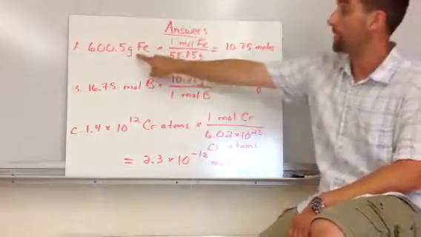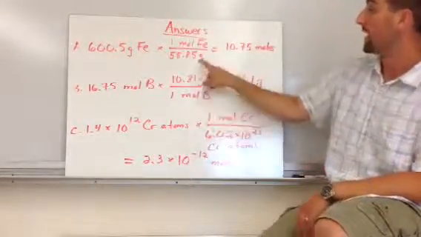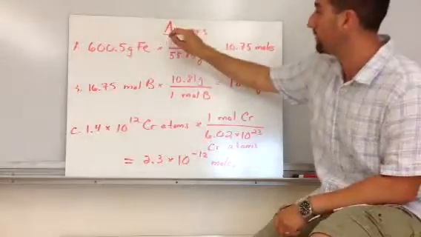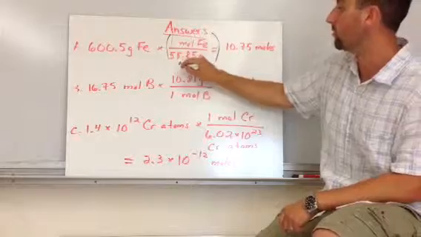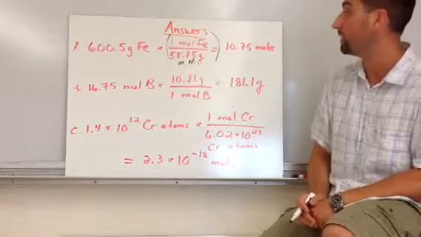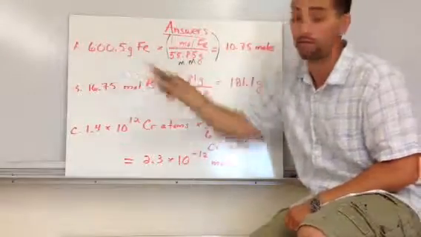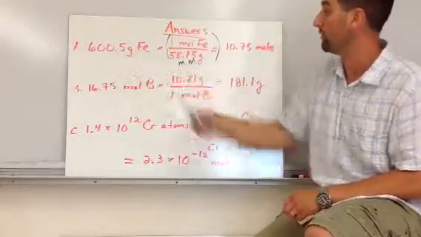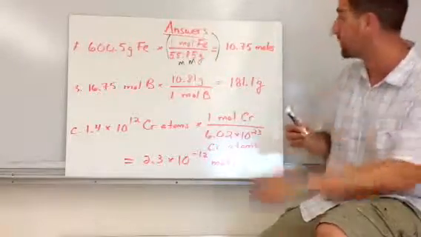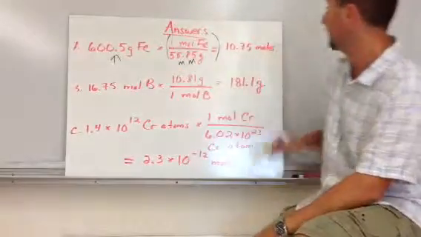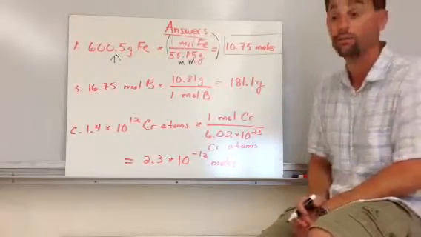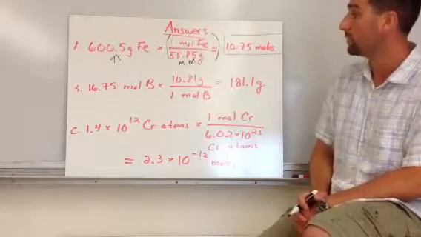So my grams were my given unit, so I have to have grams in my denominator. And this is a conversion factor, right? This is the molar mass of iron, 55.85 grams. And this has 4 sig figs. So 600.5 divided by 55.85, rounded to 4 sig figs because of this number, I get 10.75 moles of iron. Okay, problem letter B.